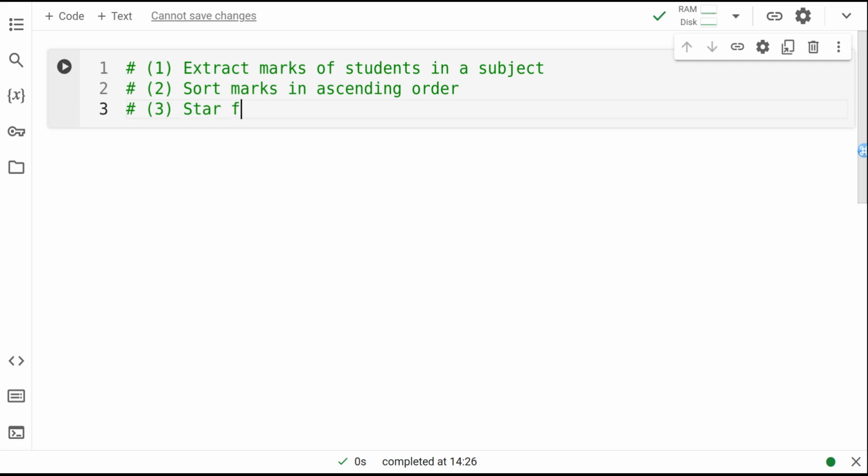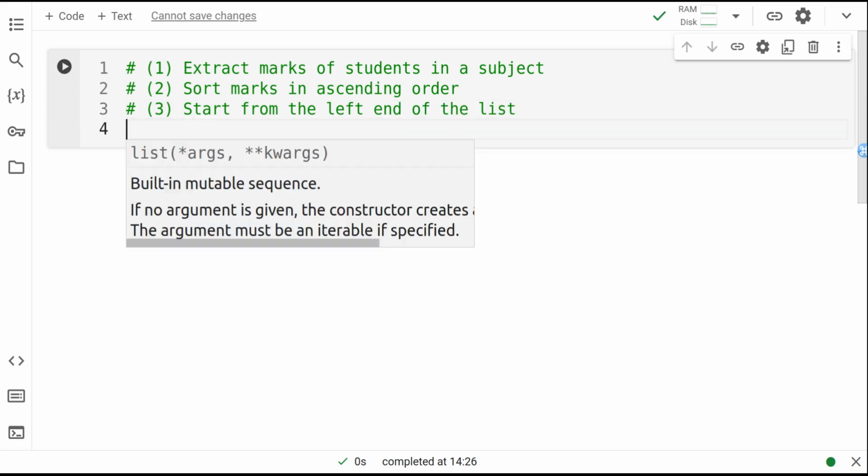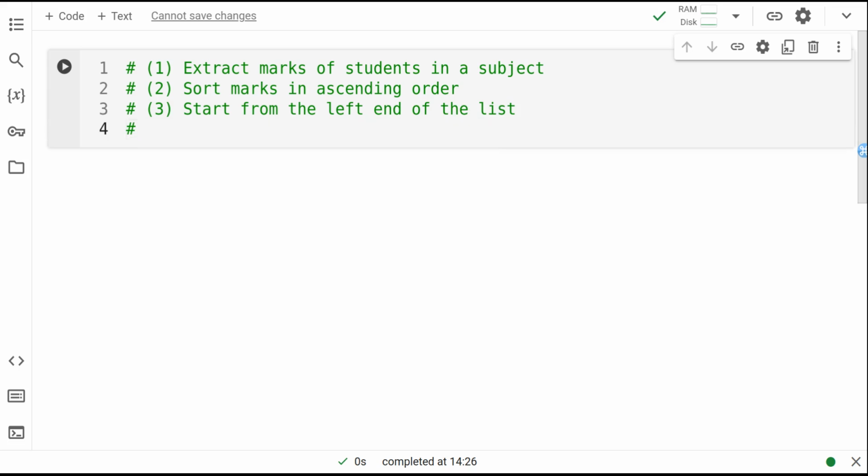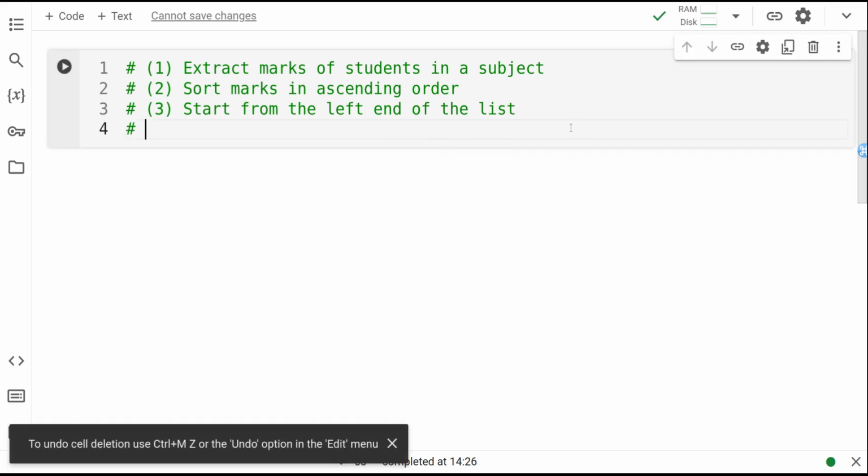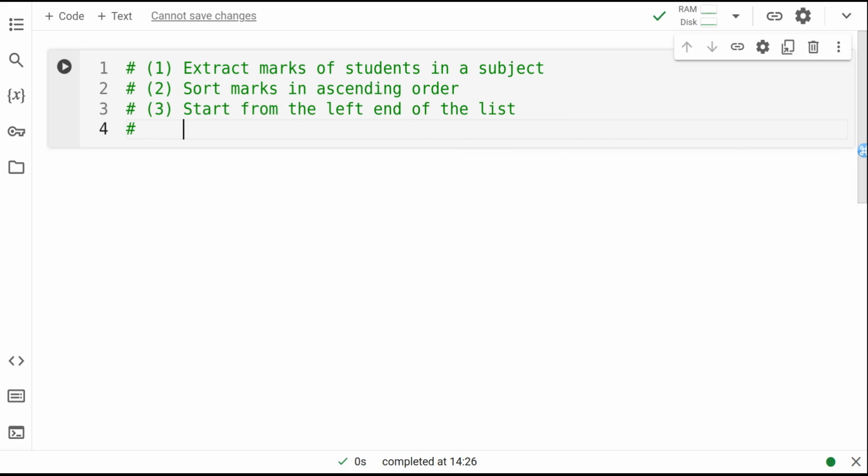Start from the left end of the list, this list of marks. And what should you do? You can do two things, right? There are two options available to you. How do I put it? So I'll have to go back to the example.